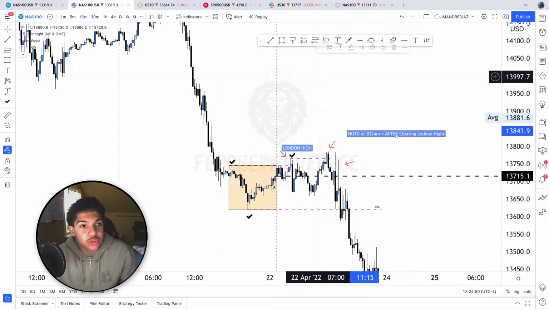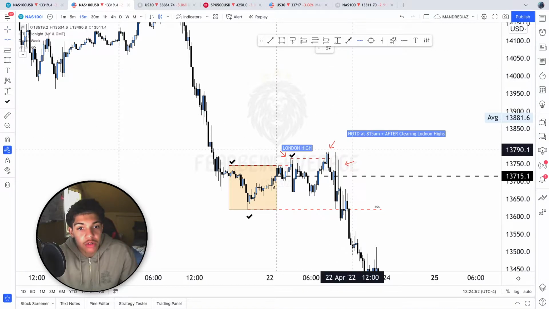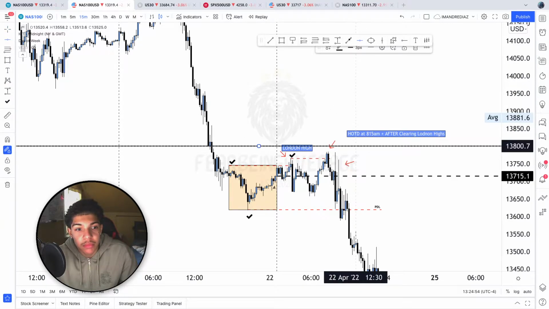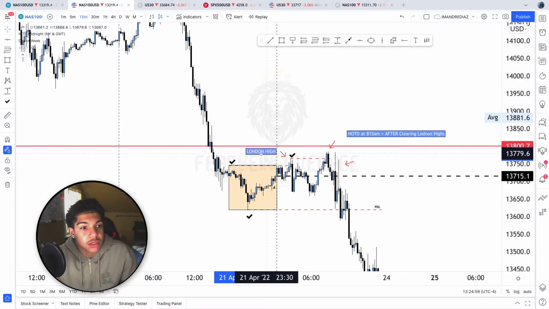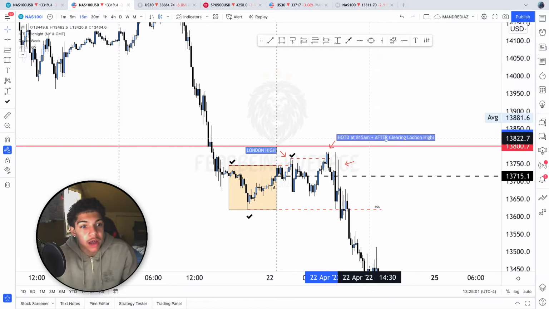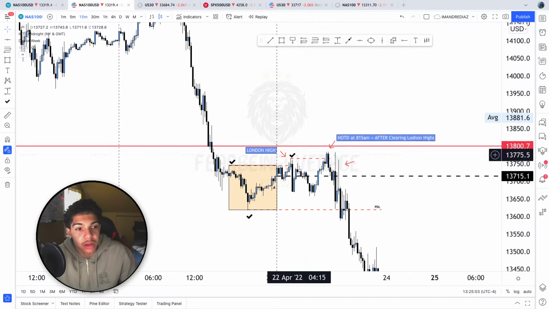We didn't tap into this big figure level, but you can see how close price did get to it. We came damn near to 13,800. We didn't tap into it, so that's not going to be an annotation that I'm going to make. But we have the high of the day at 8:15 a.m. after clearing the London highs.